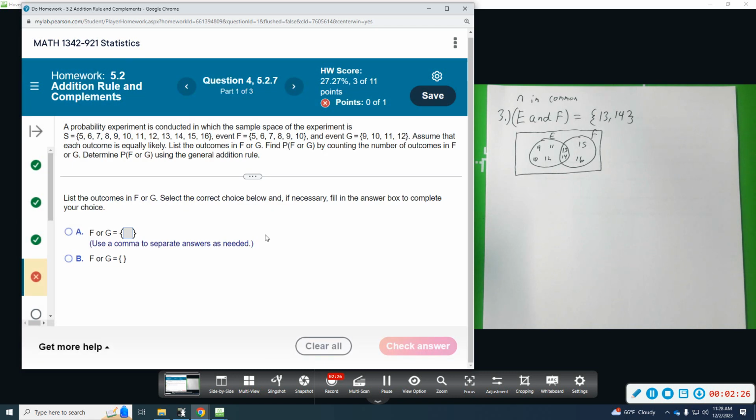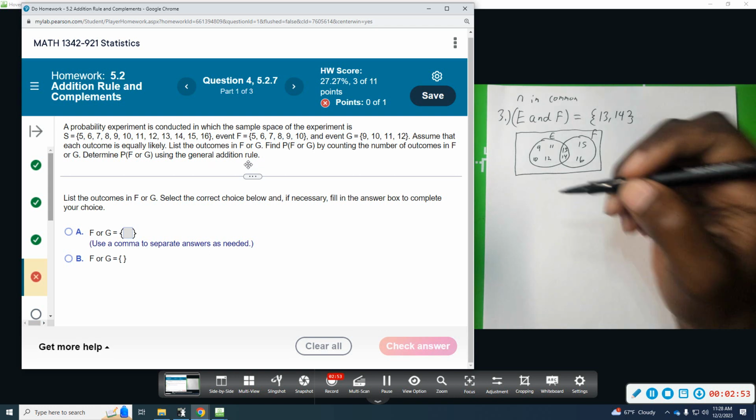Okay, so number 4, similar scenario. We got a sample space, 5 through 16. F is 5 through 10. G is 9 through 12. We're going to assume outcomes are equally likely. We're going to list the outcomes in F or G, and then we're going to find the probability of F or G by counting the number of outcomes in F or G, and then we're going to determine the probability of F or G using the general rule.